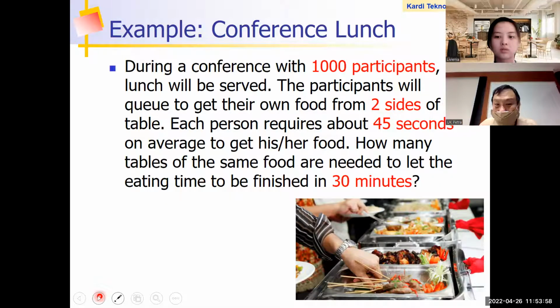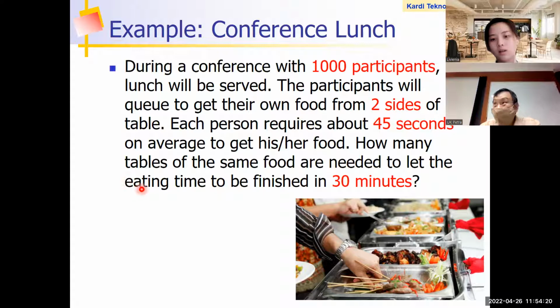How many tables of the same food is needed? Look at this. The server here is not the person who served the food. The server here is the number of tables. The parallel server.